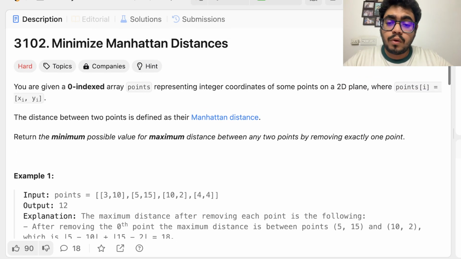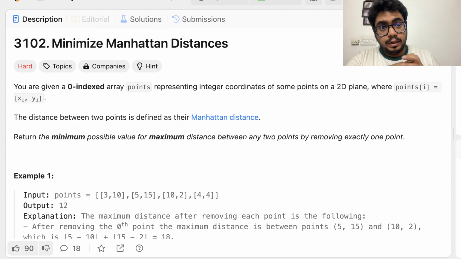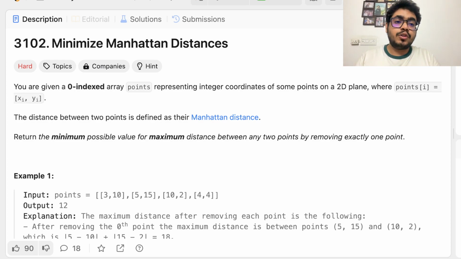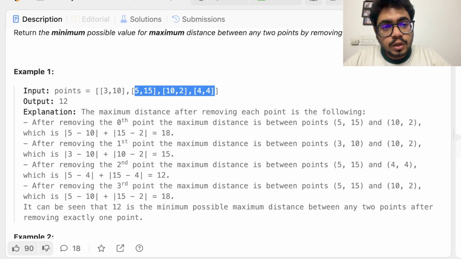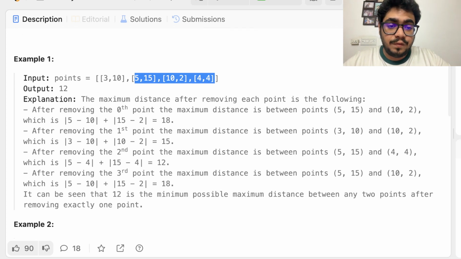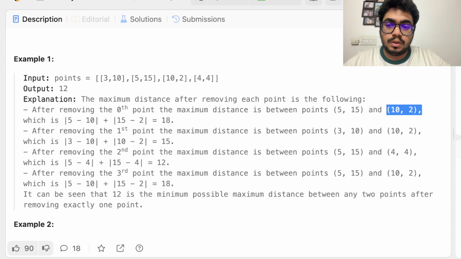Now, you want to remove exactly one point, and for the remaining points, whatever is the maximum Manhattan distance between any 2 points in it, that should be minimized, right? For example, here you had four options. Either you can remove this, or this, or this, or this. If you remove (3, 10), then you have these three as remaining points. Out of these three, the two that have the maximum Manhattan distance between them are (5, 15) and (10, 2). If you calculate the Manhattan distance, it becomes 18.